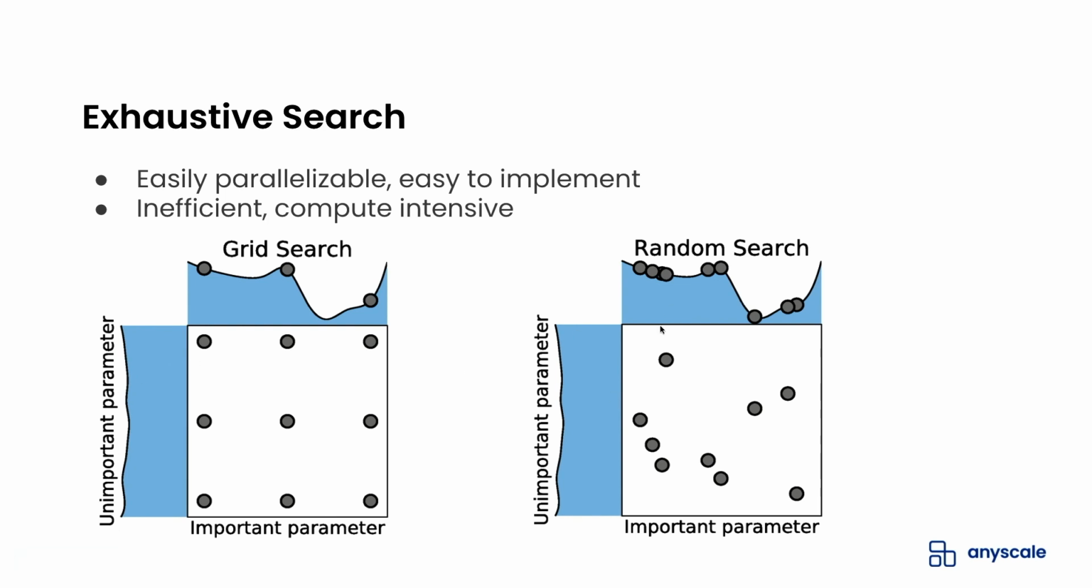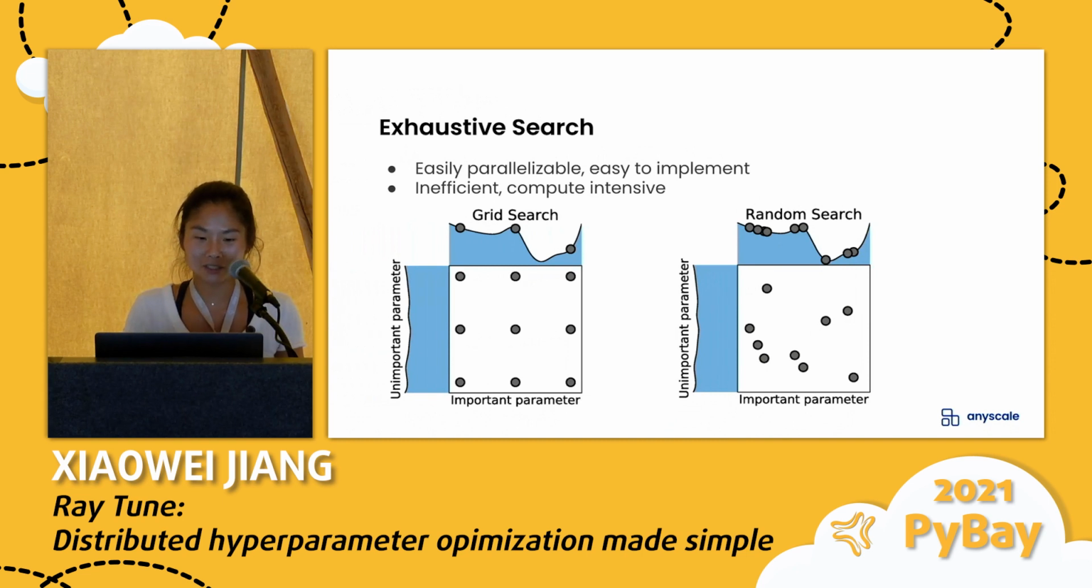Random search is very similar to grid search, except that for random search, each hyperparameter can have a distribution to randomly choose values from. I think both of these algorithms are easy to implement, and they can be easily parallelized. But the problem with them is they are not very efficient, especially when the search space is huge and we have a lot of hyperparameters to tune, as we have seen in previous slides.